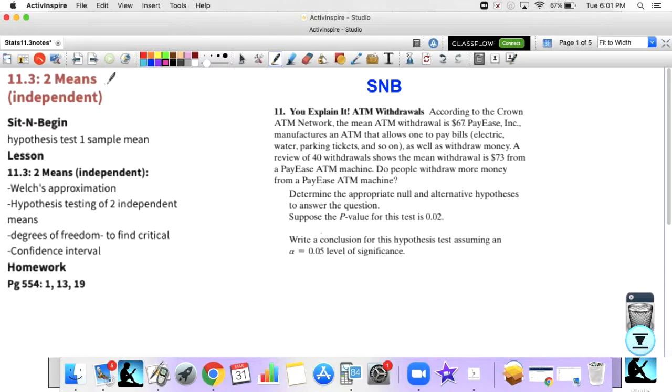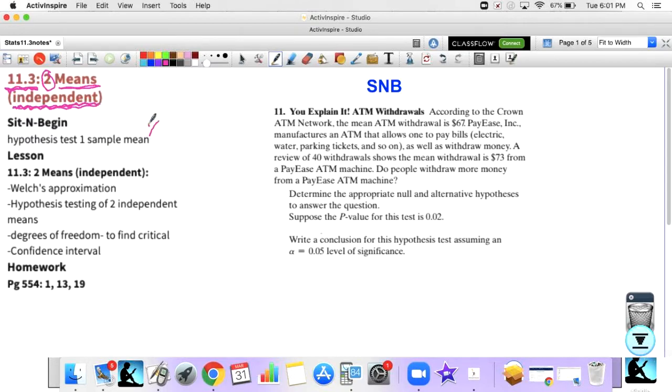We are moving right along in chapter 11. We're actually only going to be covering 4 sections, so today we're going to cover section 3. We're going to be looking at 2 means again, just like we did in section 11.2, but instead of them being dependent or matched pairs, we're going to be dealing with independents today. And it seems like it might be easier, but there's actually a little bit more to it.